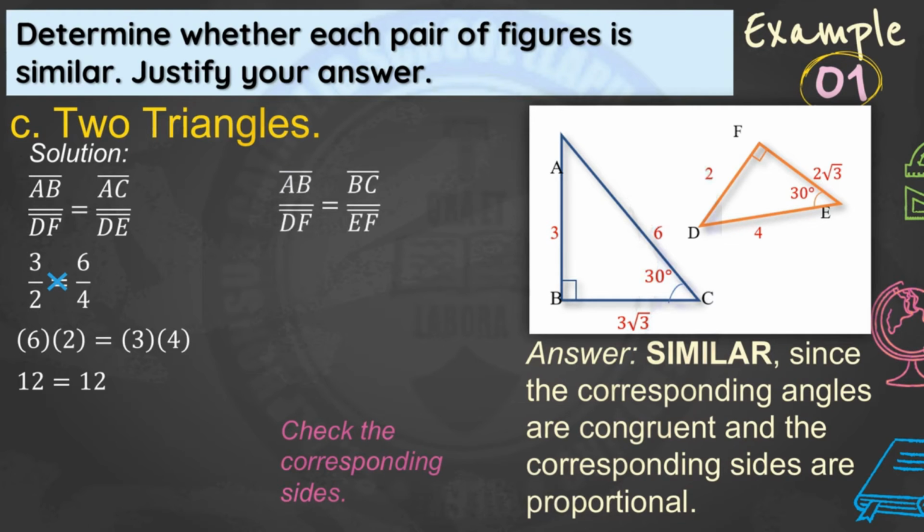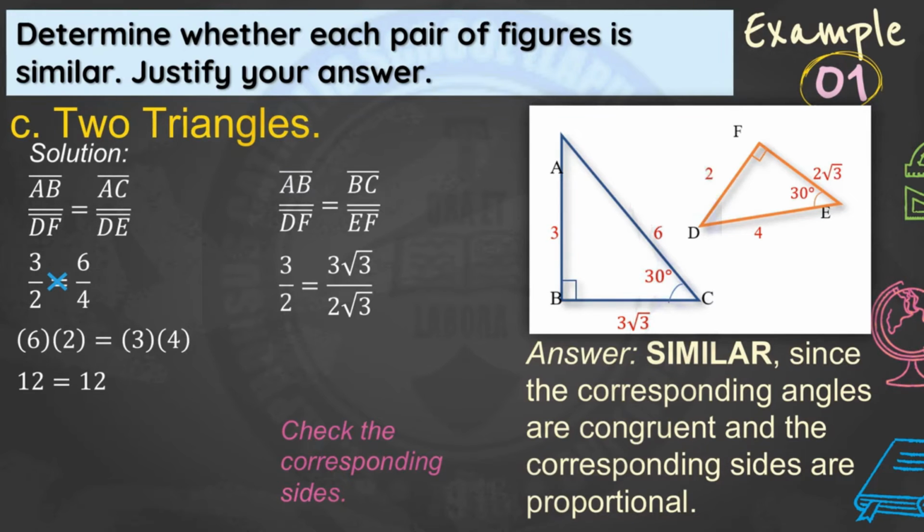Then we also have another proportion that we need to consider. So we have segment AB over segment DF, that is equal to segment BC over segment EF. Then substitute each measure. So we have 3 over 2, and that is equal to 3 square root of 3 over 2 square root of 3.